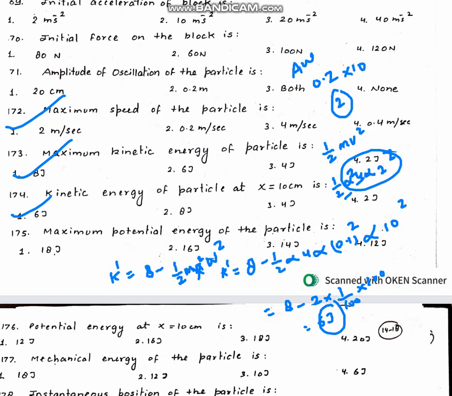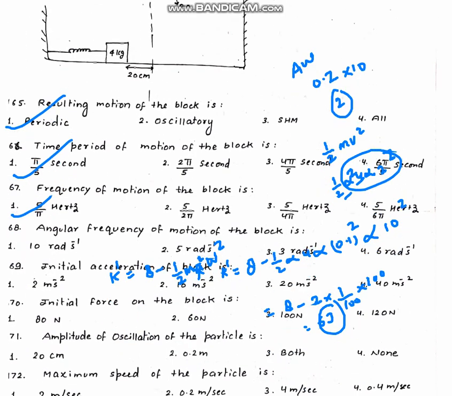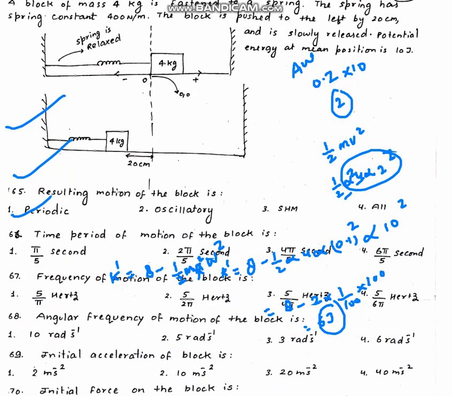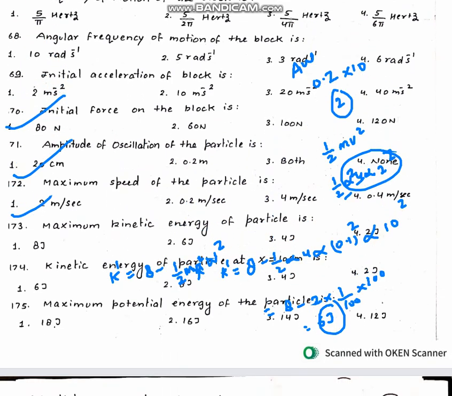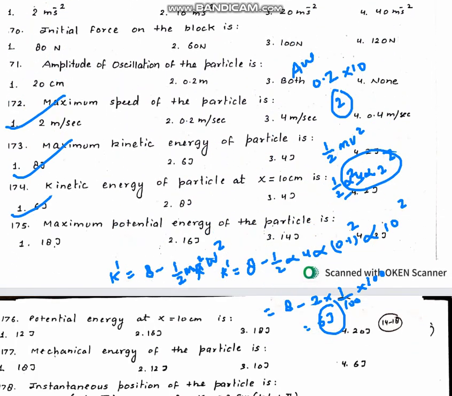Next is maximum potential energy of the particle. So let's see if there is some initial potential energy or not. Yes, at the mean position the potential energy is 10 joule. So the maximum potential energy is going to be U is equal to U naught plus maximum kinetic energy. So that will be 10 plus 8, which is 18 joule. The first is correct over here.